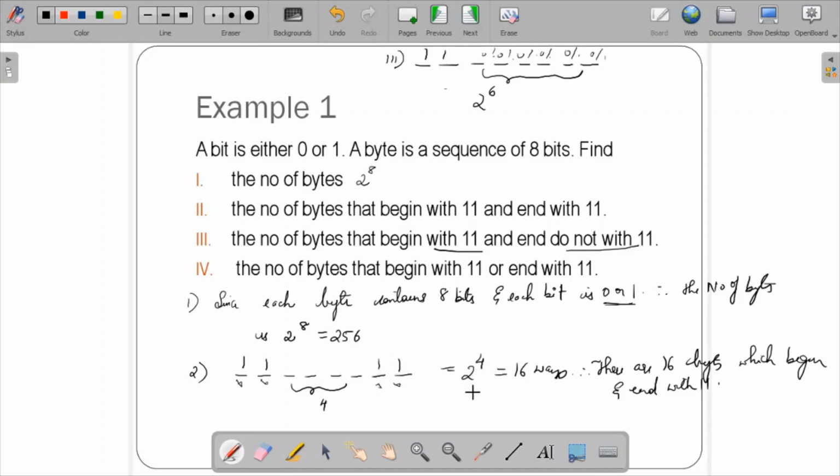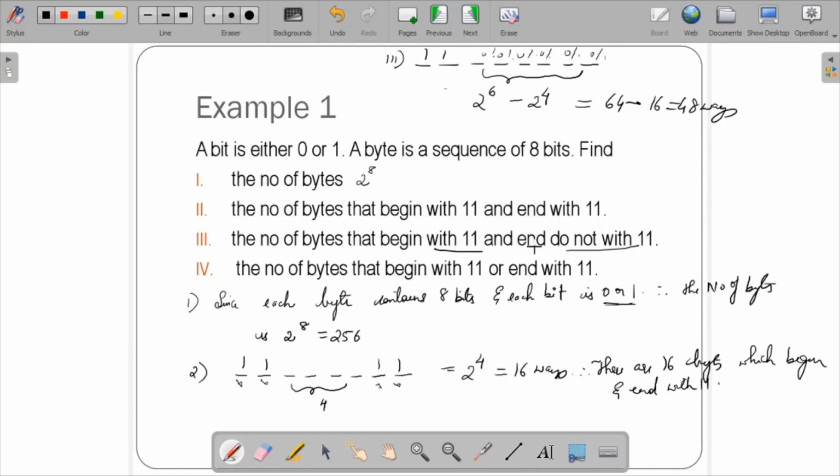So how many ways are there? End with 1 1 is nothing but 2 to the power 4. So I just separate 2 to the power 6 minus 2 to the power 4. So we'll get 2 to the power 6 subtracted by 2 to the power 4, that is nothing but 64 minus 16, that is 48 ways you will get the number of bytes that begin with 1 1 and do not end with 1 1.